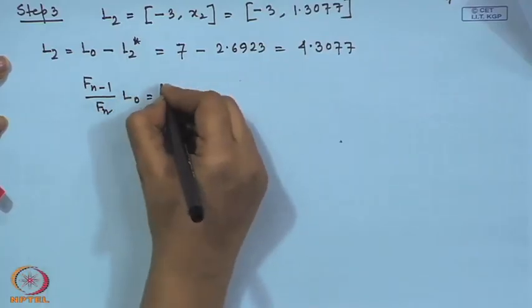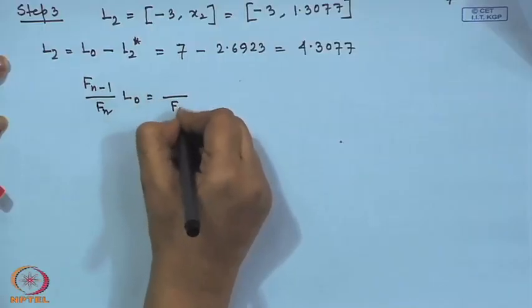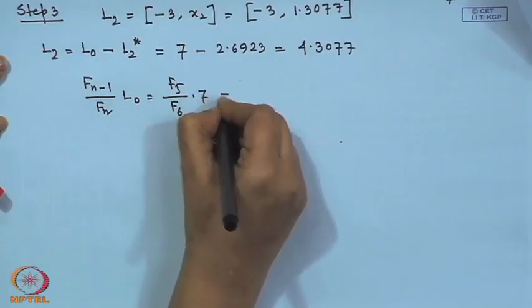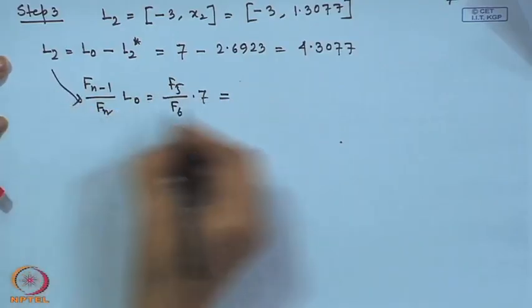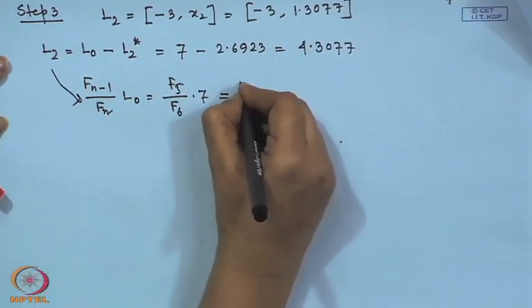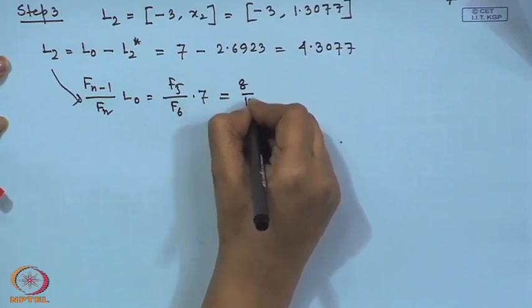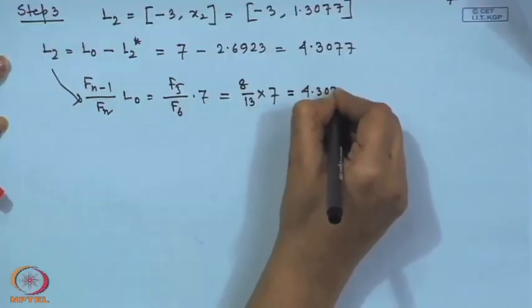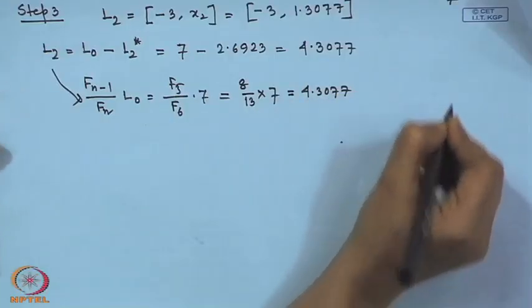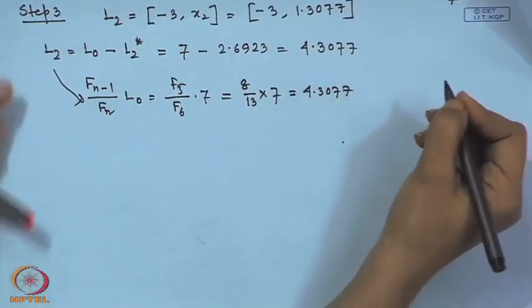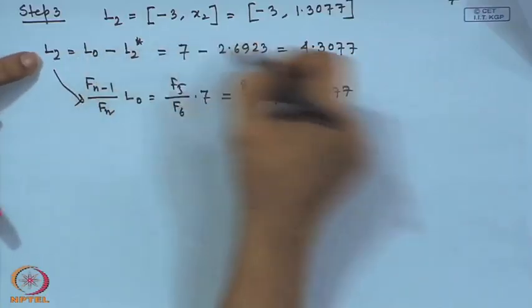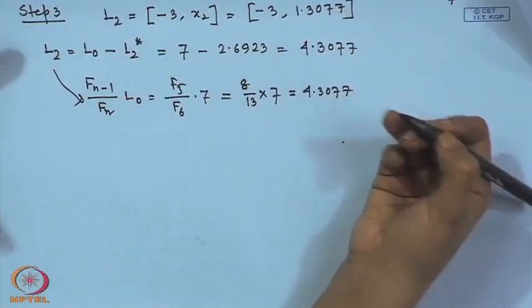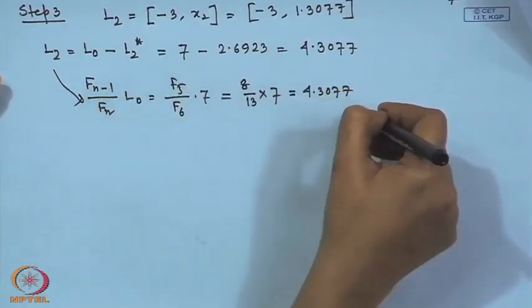What is Fn minus 1? That is my F6, that is my F5, L0 is 7. This is another formula for L2. This is coming as 8 by 13 into 7, which is equal to 4.3077. That is a nice fact. This is the beauty of the Fibonacci method. If we apply this, it is coming the same value, here also the same value, because we are considering here the Fibonacci numbers.